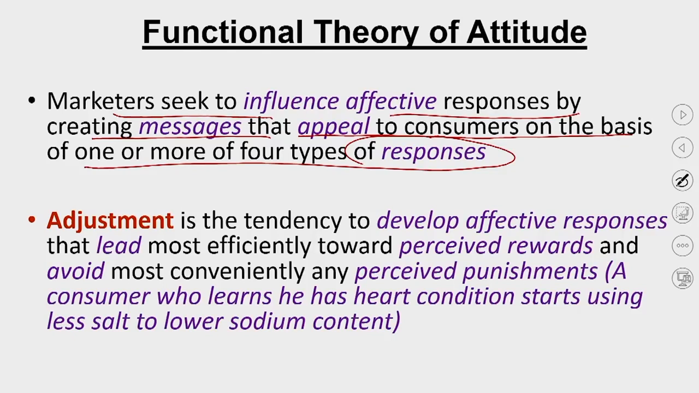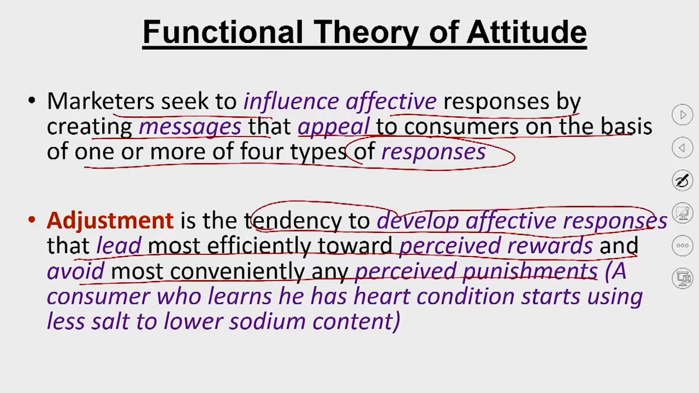The first kind of response is called adjustment. It is the tendency to develop affective responses that lead most efficiently towards perceived rewards and avoid most conveniently any perceived punishment. Adjustment is a response that people show when they have information or knowledge about a particular product, and this adjustment comes from the feeling that develops because of this information. And so what is this feeling? It is the tendency of people to develop affective responses, so to develop feelings about a particular product, service, product group, category or anything, so that the perceived reward is increased and perceived punishment is decreased.